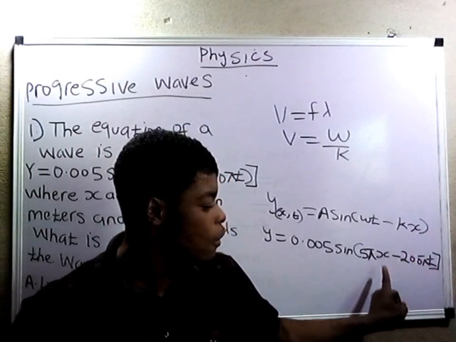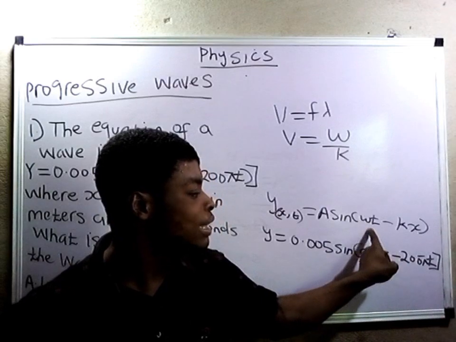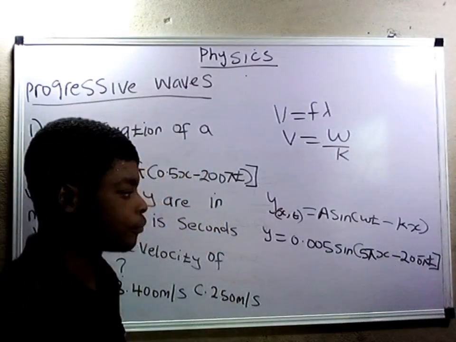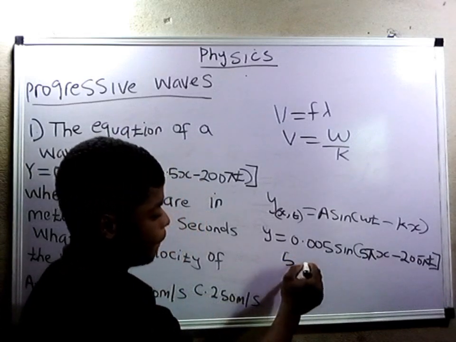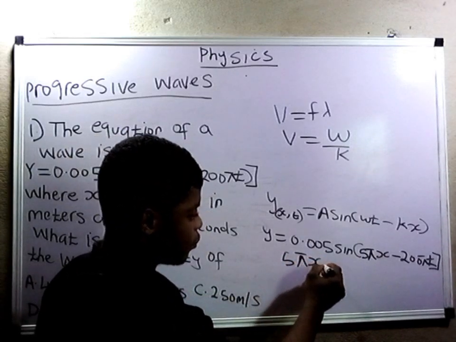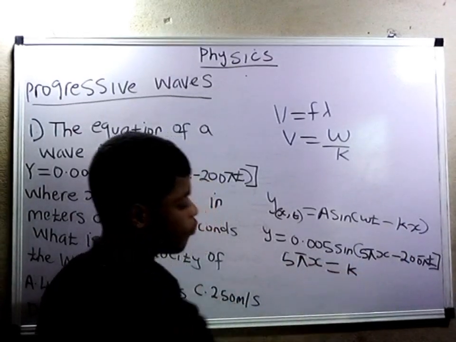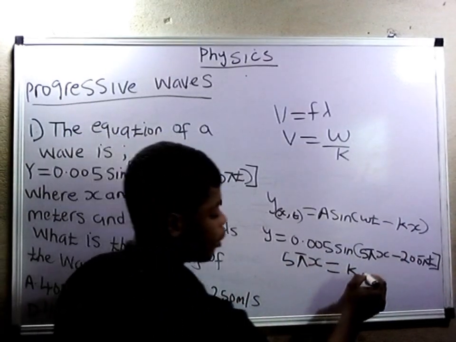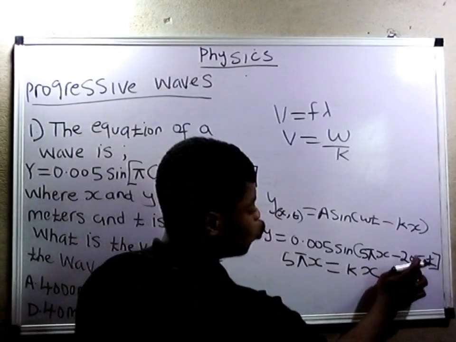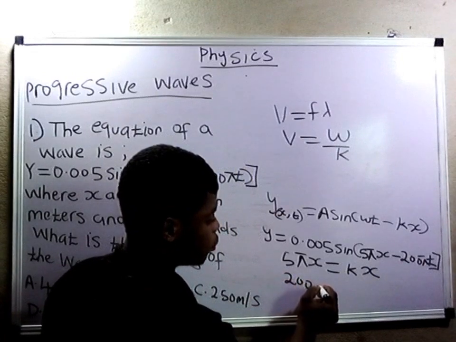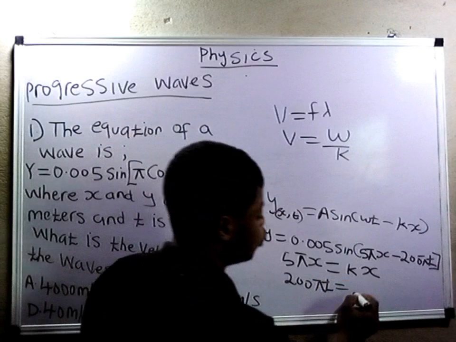This kx from here came before this wt, so we can therefore equate it by saying 5 pi x equals kx, and we can therefore say that 200 pi t equals wt.